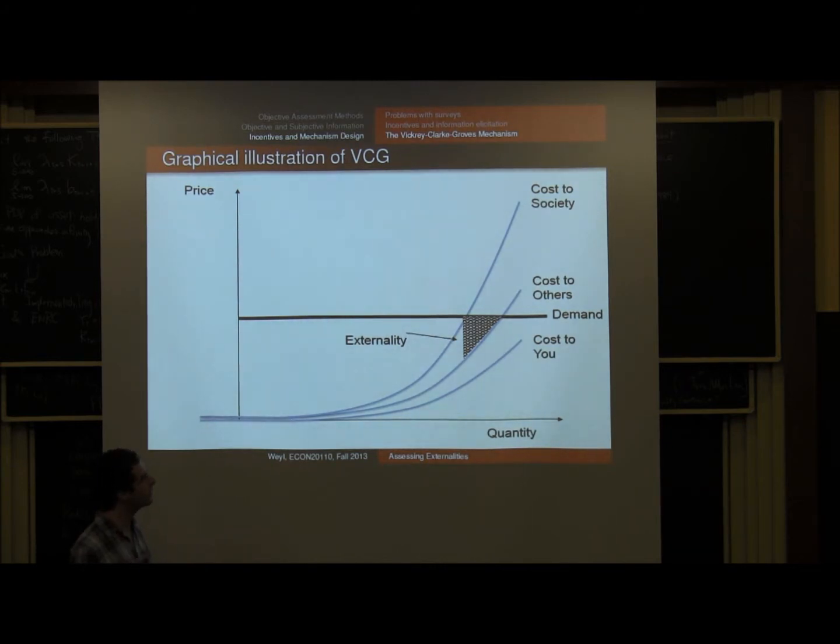Now notice that that triangle, as all triangles, is proportional to the square of the length by which it moves. That's the reason why quadratic voting is quadratic. Because the externality that you create on everybody else is proportional to the square of the amount that you influence the decision.